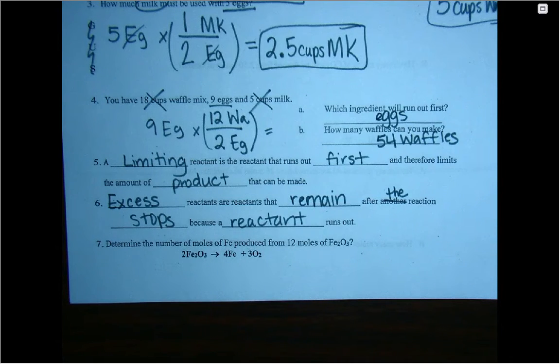Okay? So this makes sense because if I don't have enough ingredients, I can't magically make these waffles. Side note, you can totally make waffles without eggs. I do it every weekend. But we're not going to talk about that. All right, so you can't magically make these waffles. So that should have made sense, that that ingredient was the deciding factor on how many you could make.